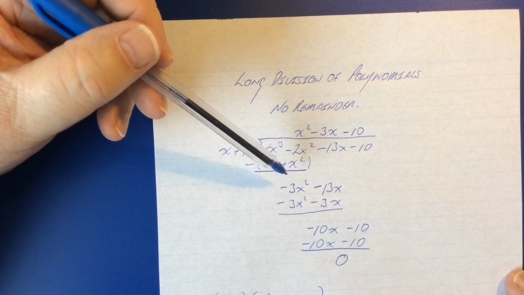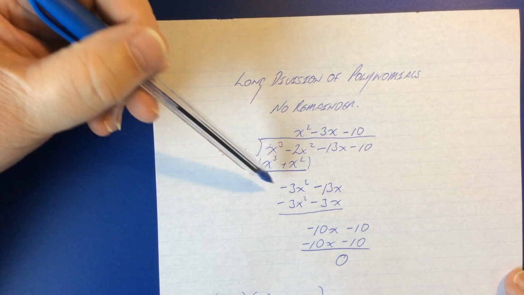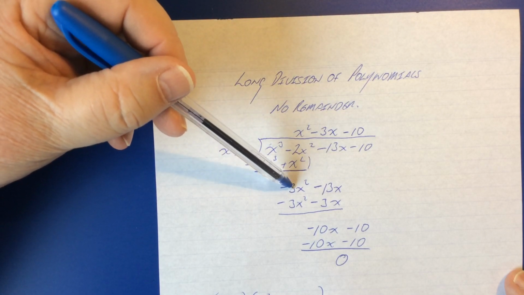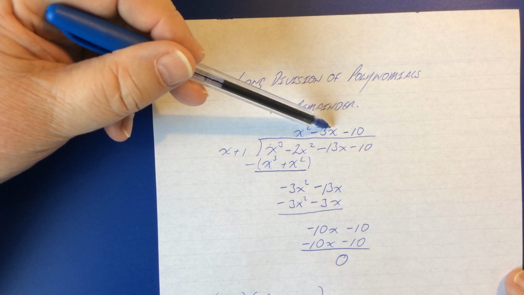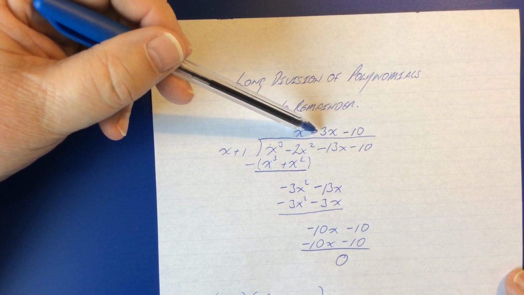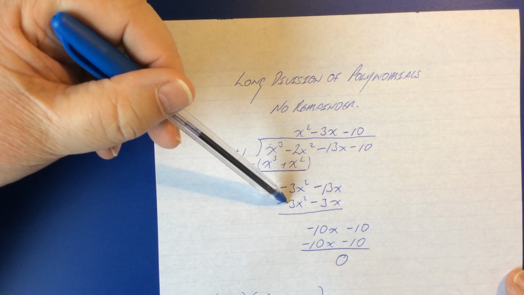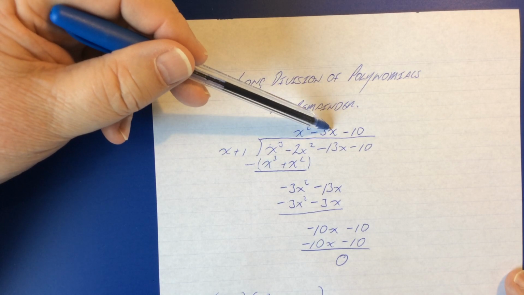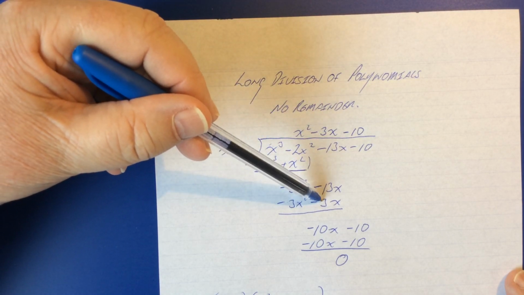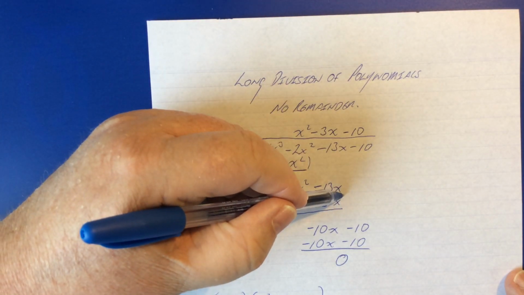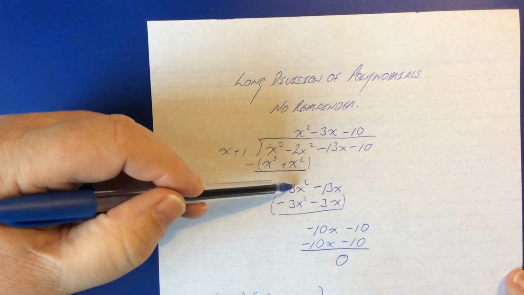and we ask ourselves the question, what do I have to do to x to get negative 3x squared? And the answer is I have to multiply it by negative 3x. Negative 3x times x will give me negative 3x squared. Negative 3x times 1 will give me negative 3x. And I subtract that from these expressions here.